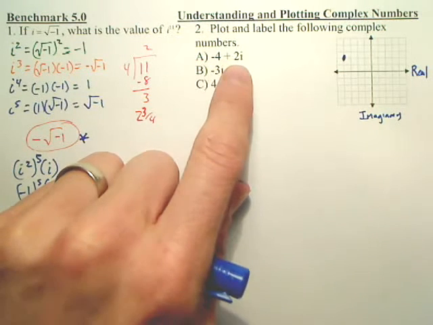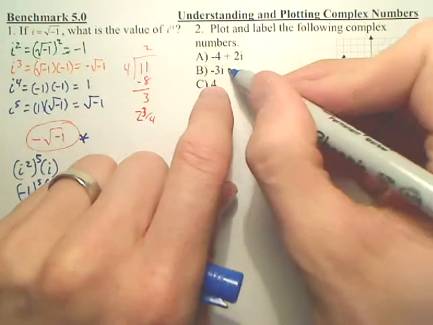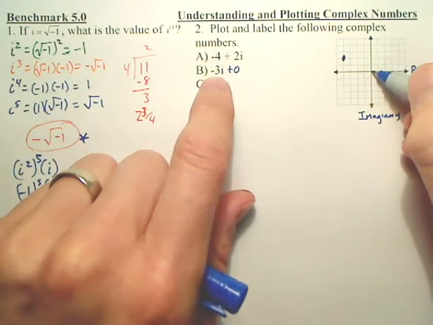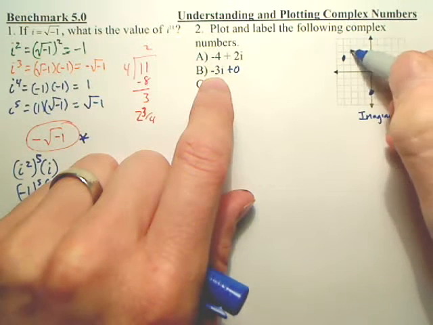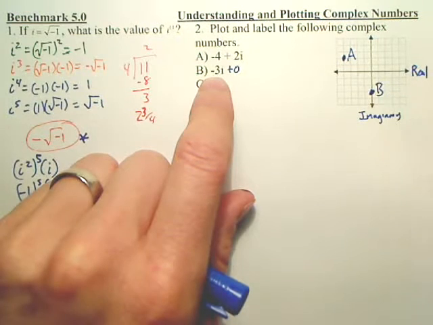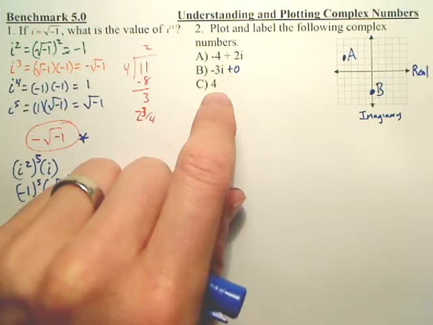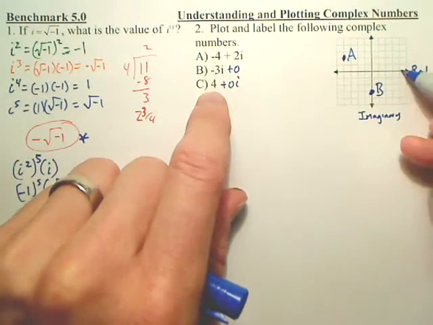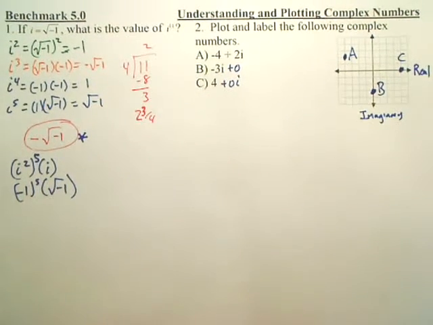Negative 4, up 2. This one, you have to realize you go over 0. You can put a plus 0 here if you want. So that means I go over 0 on my real, but my imaginary tells me to go down 3. Sorry. There's A, there's B. Remember, you go over 0, but it tells you to go down 3. And C is plus 0i. So basically that's saying go over 4 and go up nothing. So it stays right there.